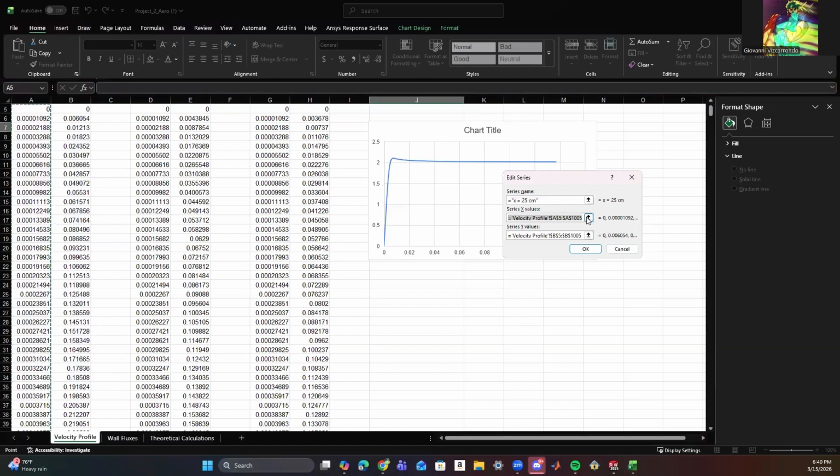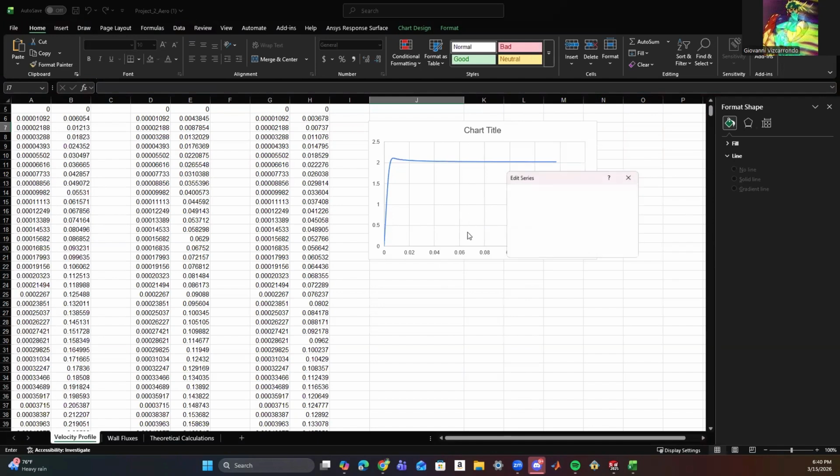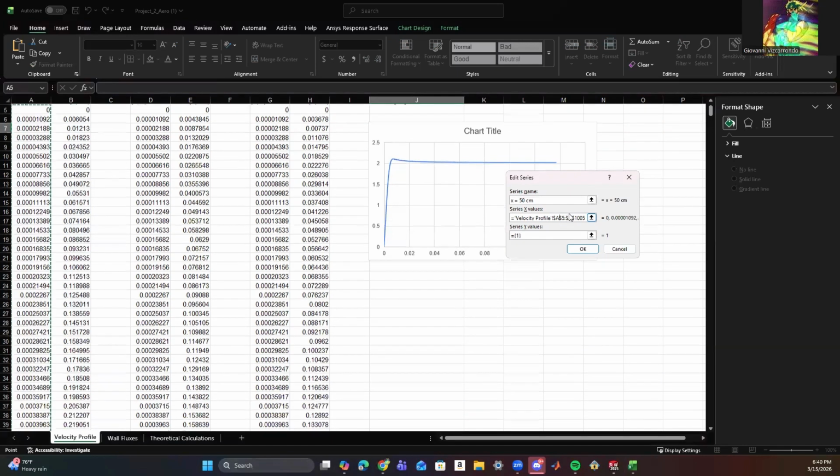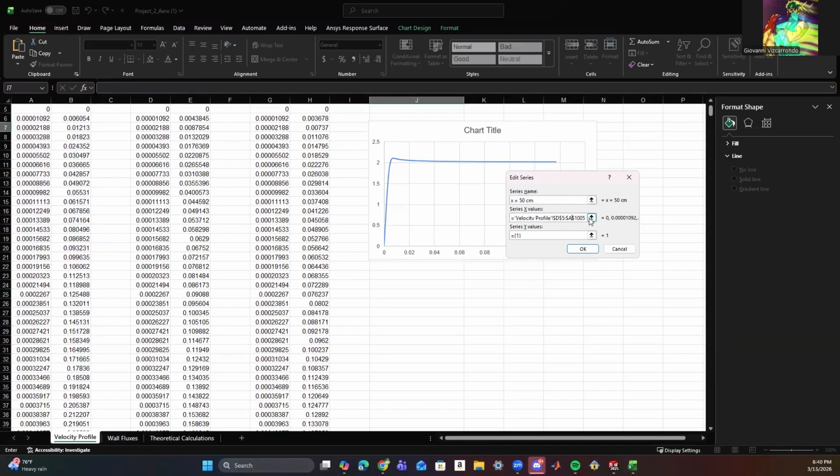I'm actually just going to copy this. It's going to be the same for all of them, except the letter's going to be different. So I'm going to call this one x equals 50 centimeters. And then I'm just going to paste that there, and then change that from A to D. D, D. And then do the same thing here, but change that to E, E, E. And that looks good. We're gonna hit OK.